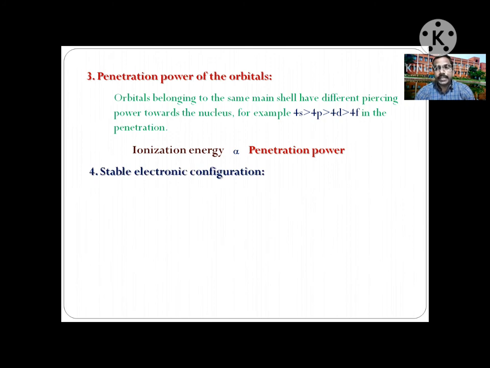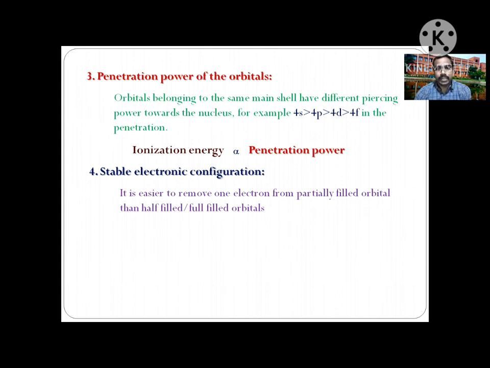The next factor: stable electronic configuration. It is easier to remove one electron from a partially filled orbital than from half-filled or fully filled orbitals. The half-filled and fully filled orbitals have more stability than partially filled ones. More stable means the energy is less. In fully filled orbitals the electrons are paired, and half-filled orbitals have a highly symmetrical distribution of electrons and exchange energy is associated with that, so these are very stable. To remove an electron from half-filled and fully filled configurations, slightly more energy is required. That means ionization energy is more for elements with stable electronic configuration.